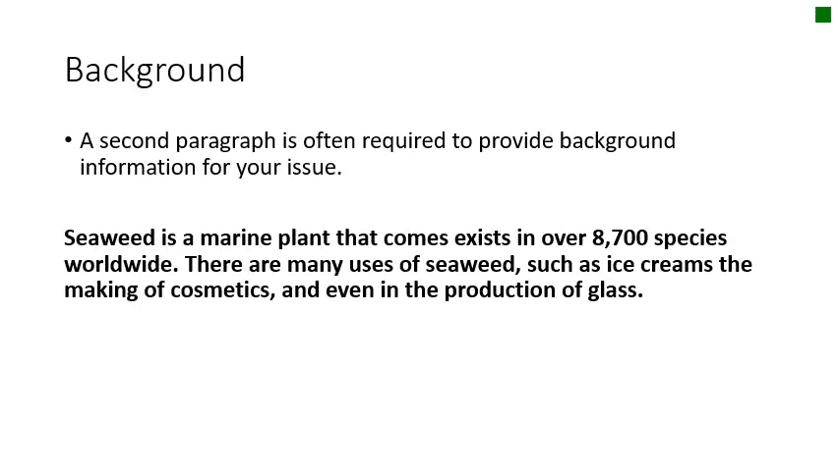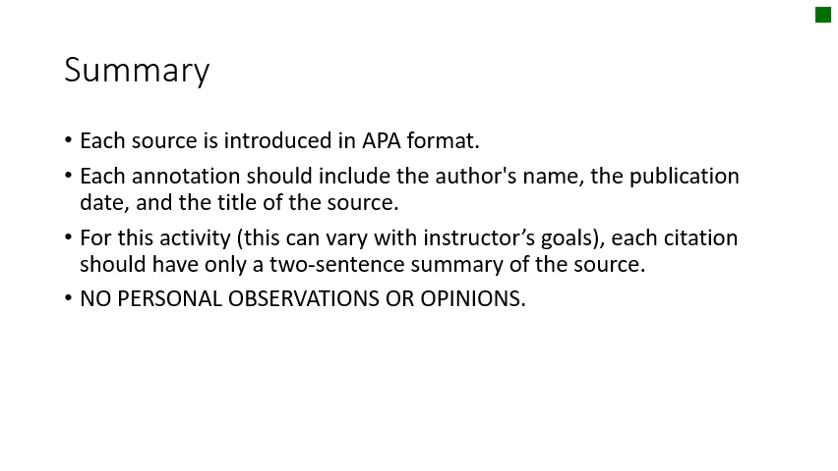There's often a second paragraph which provides just a couple sentences of background information for the reader. My background information is kind of encyclopedia oriented, just some facts about what seaweed is and what it's used for. So I have an introduction and background, and then I start my citations. Each citation will come in 3 stages. There'll be the citation, just like you've always done with a reference page, and to that you will add a summary and an analysis, we call it.